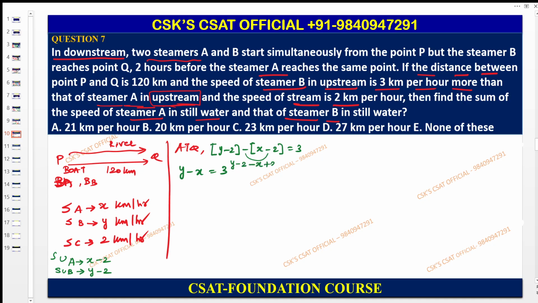Now the steamer A upstream is nothing but X minus 2. The speed of upstream with respect to A, the speed of upstream with respect to B, which is nothing but Y minus 2. That difference is provided here as 3. Okay, when you are multiplying that, minus and minus will become a plus. If you want, let me write here: Y minus 2 minus X plus 2, which is equal to 3.